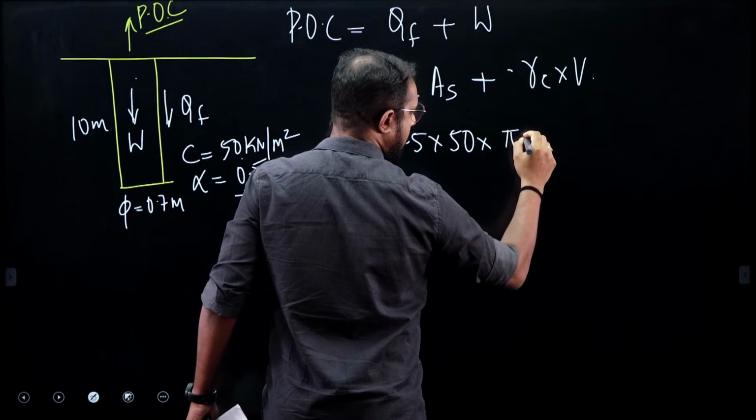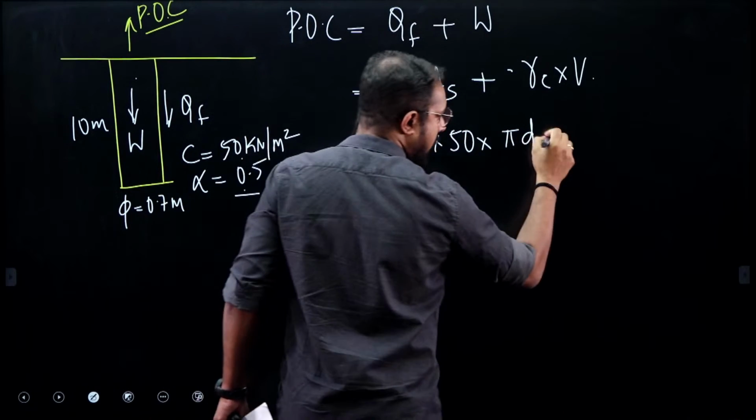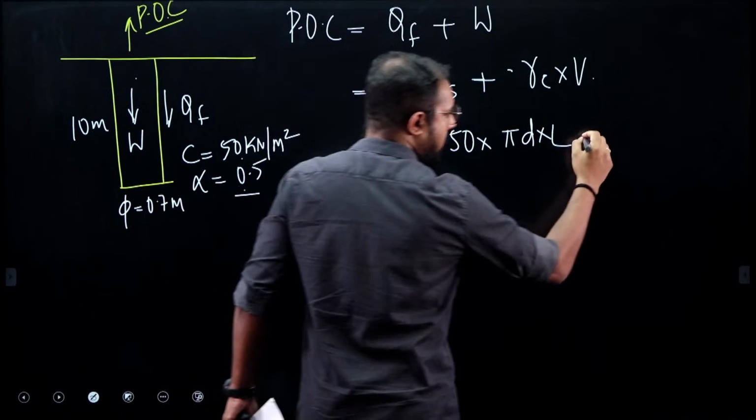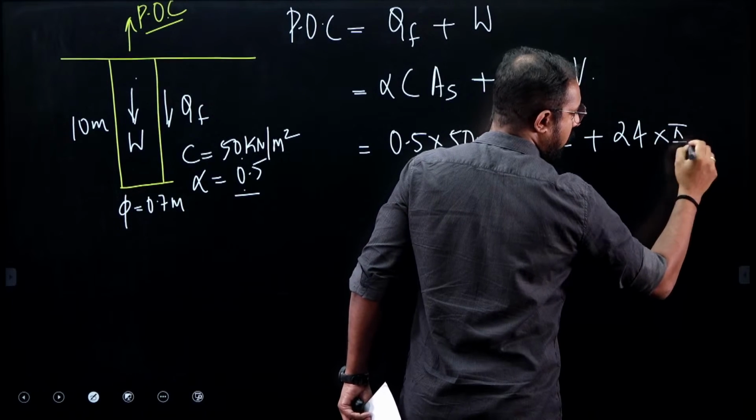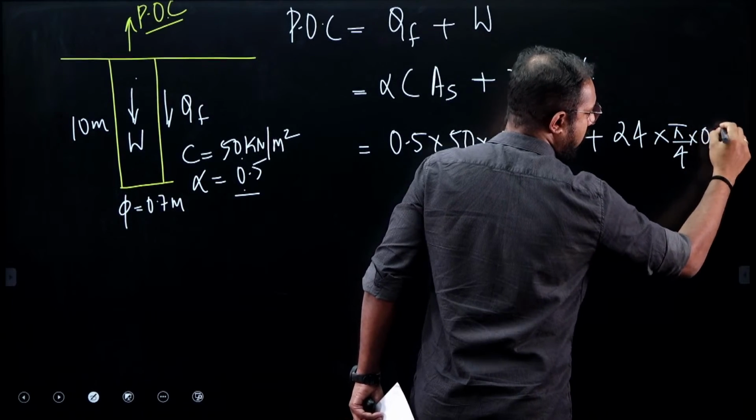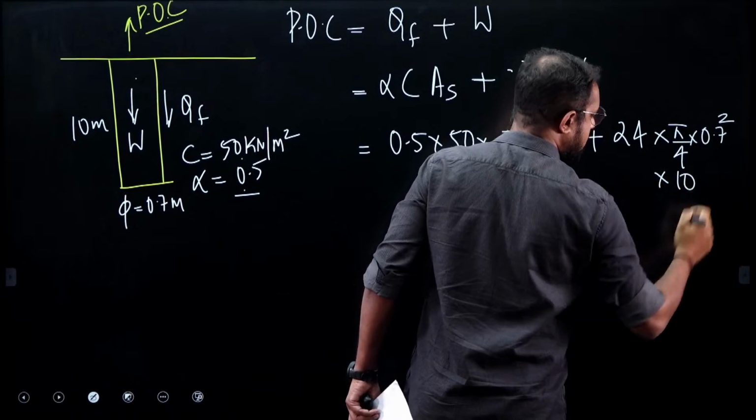What will be the area? Pi into d, that is the circumference, into length. So that will be the area. Plus unit weight of concrete, we can take it as 24 kilonewton per meter cube, into pi by 4 into diameter the whole square, that is 0.7 the whole square, into total length, which is 10.